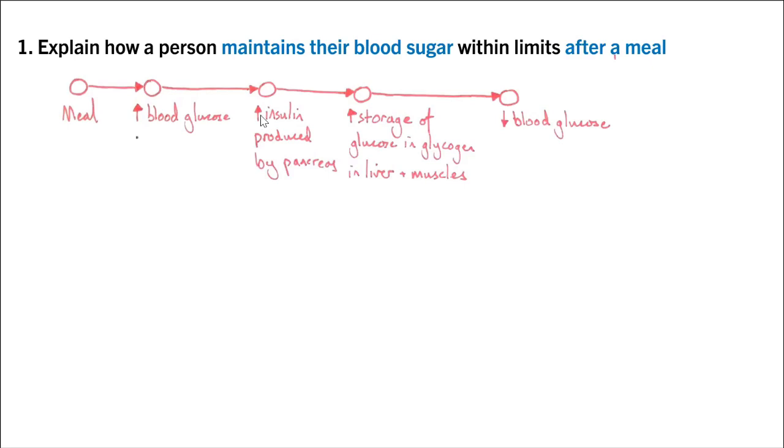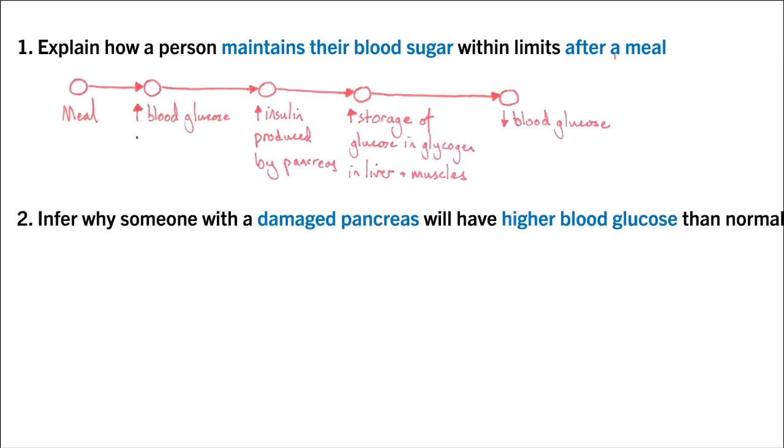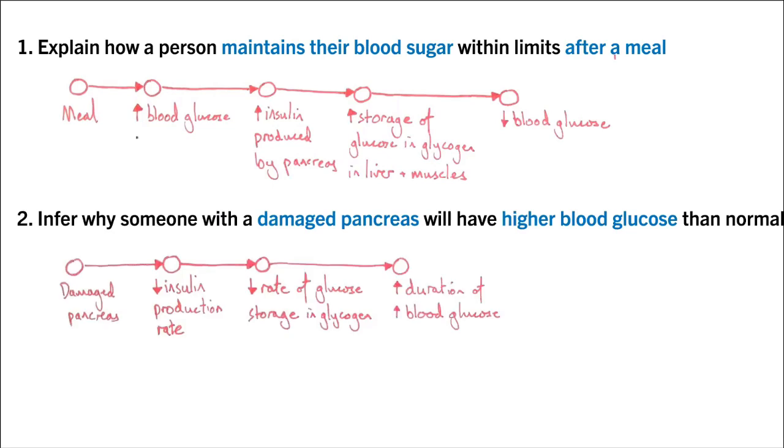More blood glucose causes more insulin, more storage, less blood glucose. And that's just getting them to think with the model as it is. And then we move to the inferring questions. Infer why someone with a damaged pancreas will have higher blood glucose. And again, I would answer it. Eventually, I'd show them an answer, something like this.